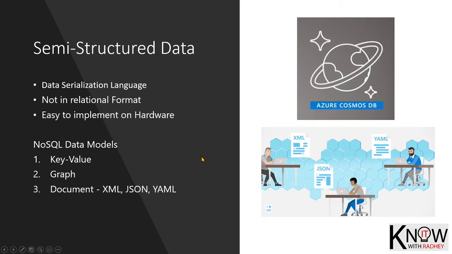Next is semi-structured data. So semi-structured data is more like flexible data in which there is no relational format, and it is like a document. Whenever someone asks about semi-structured data, it's more like a document.